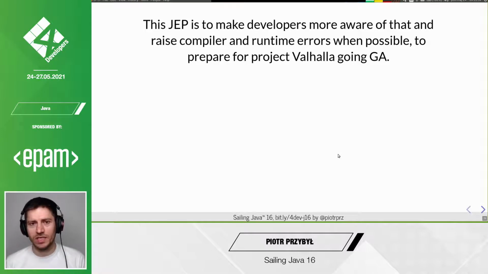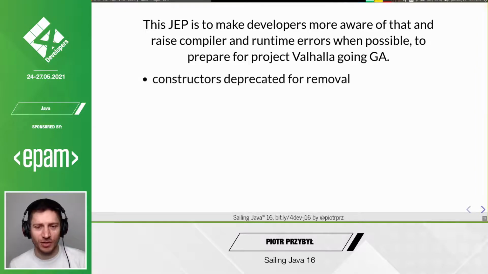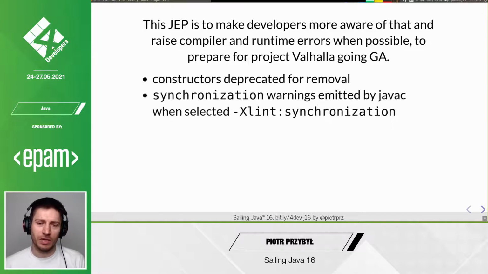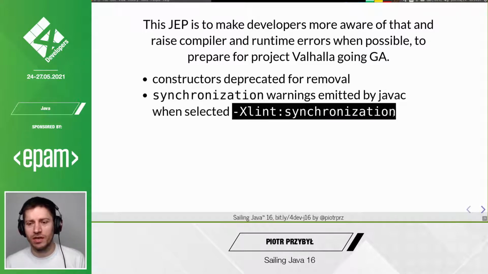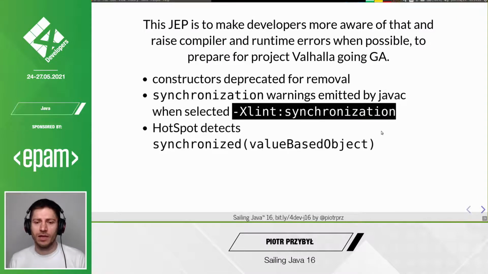This warning coming in Java 16 is to make developers aware that such a thing as value-based classes might happen in the future. So we start emitting warnings again, and hopefully they won't be ignored like the warnings from Project Jigsaw, like the illegal access. It means that the constructors are now deprecated for removal, and we should see warnings about synchronization when we switch this flag on. This is the type of warning from the compiler.